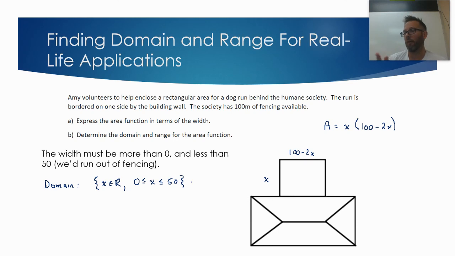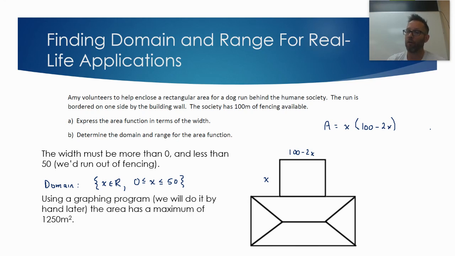So the range is a little more challenging. Now I will say in your grade 10 course, you actually learned that this turns out to be quadratic. You can sketch it and there's ways to find the maximum. We are going to review those in a few lessons' time. For now, to get this one, I just used a graphing program, and we're going to do it by hand later, and we will review that. So you don't really need to worry about where this number came from.